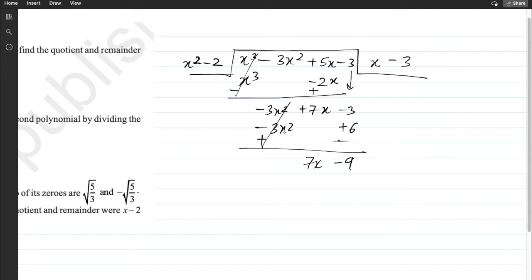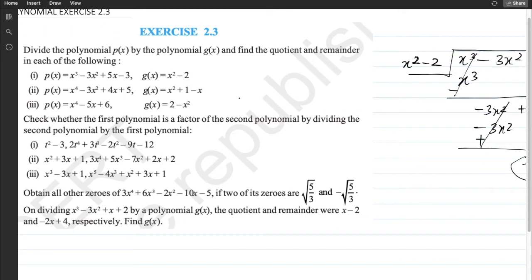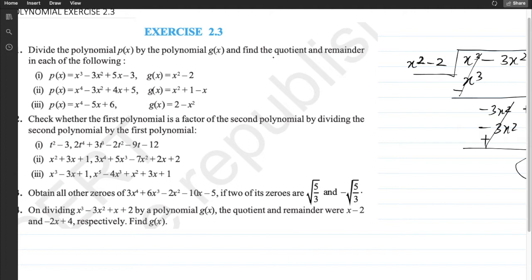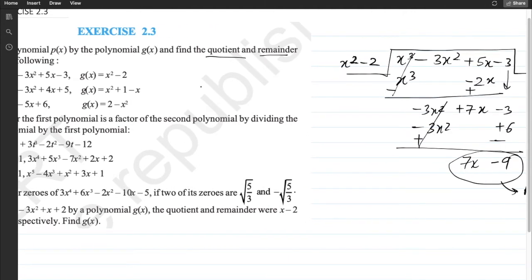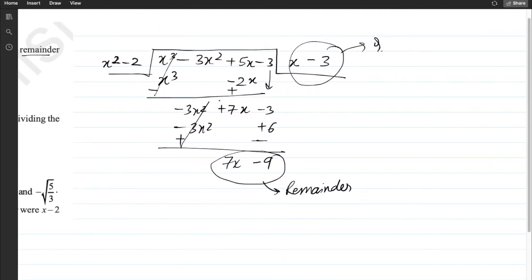I hope you are getting this. Alright, and further I cannot multiply this with anything to give me 7x, so I finally conclude that this part is known as my remainder, and this will be my quotient. So that was what is required from us, that we need to find the quotient and remainder. So for the first question, the first part, the quotient is this one and the remainder is this. I hope you are getting it.